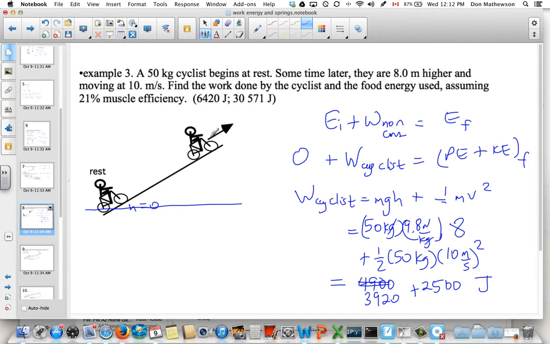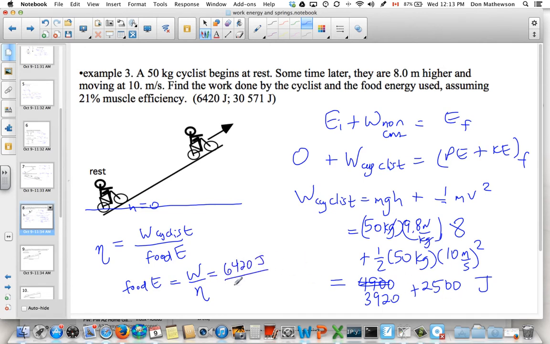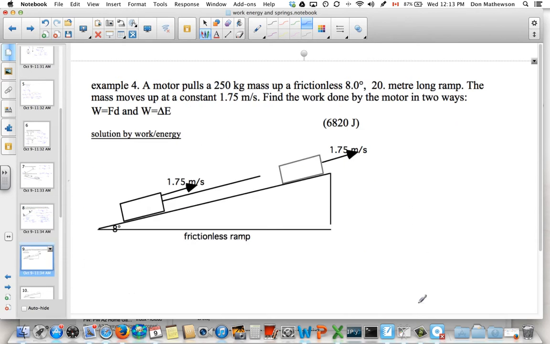Now we're also asked for the amount of food energy that's used. Okay, I said we didn't need it, but actually we do. So that's the useful output over the energy input, which came from food. So rearranging, we find the food energy equals the work done by the cyclist divided by the efficiency. So that was the 6420 joules of useful work we found here, divided by 21% muscle efficiency. And if you work that out, it works out to 30,571 joules of food energy used. And the difference between those two, of course, would be the thermal energy that was created in the muscles of the cyclist.